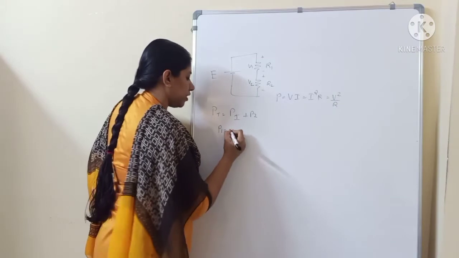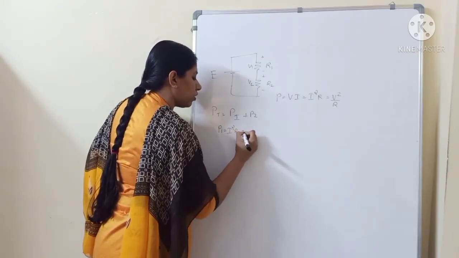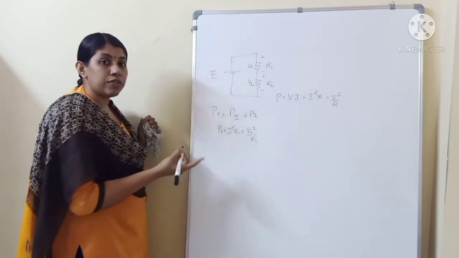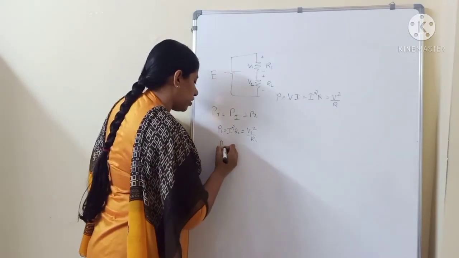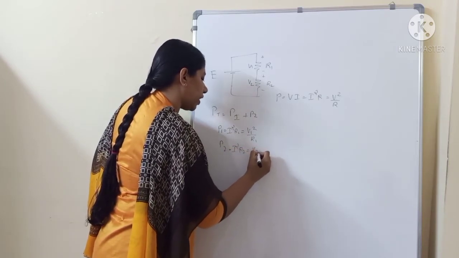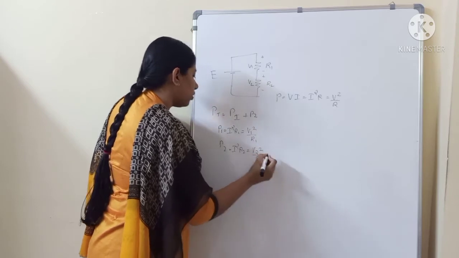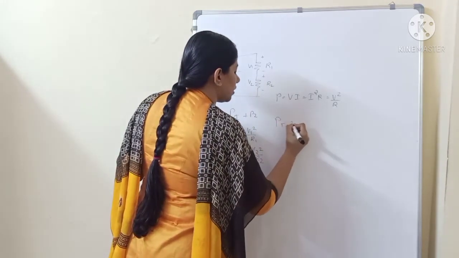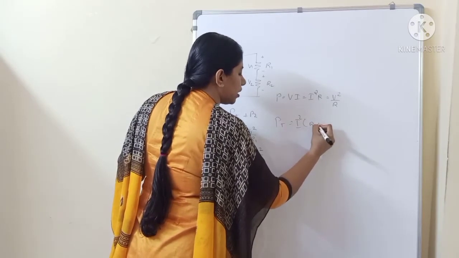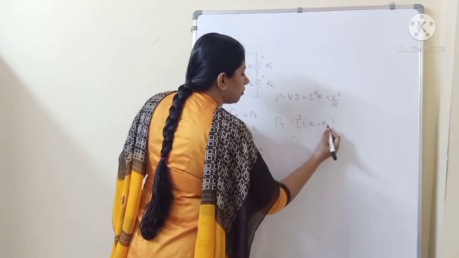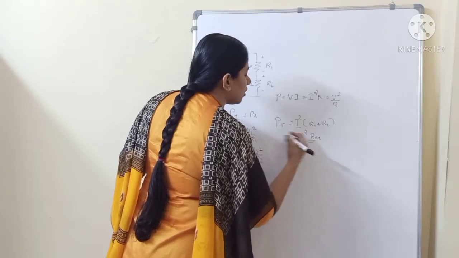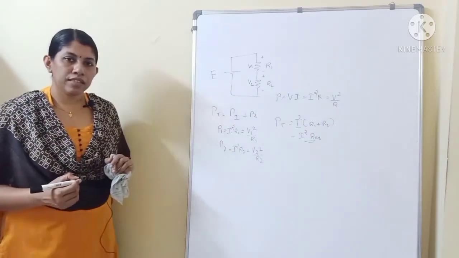So we can write P1 is equal to I squared into R1, or V1 squared by R1, depending upon the value given in the problem. P2 will be I squared into R2, or V2 squared by R2. So the total power PT is equal to I squared into (R1 plus R2), and this R1 plus R2 is equal to R equivalent, so I squared into R equivalent. This is how we calculate the power in a series circuit.